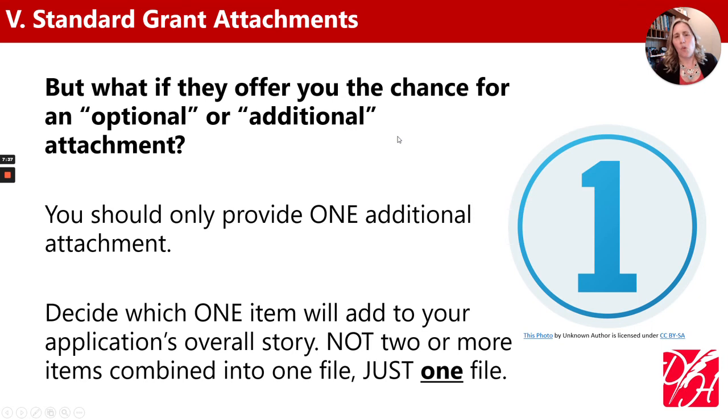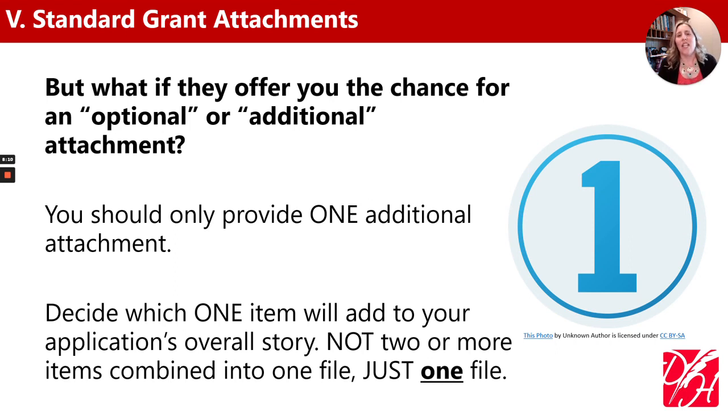Now, that being said, of course, there is an exception. What if a grant maker in their online portal or in their guidelines offers you the chance to include an optional attachment, or asks the question, is there anything additional that you would like to share with us? Please share your response or upload information here. What do you do then? Here's the rule that we follow. Only provide one additional thing.